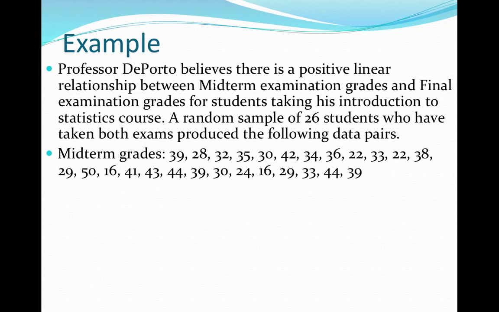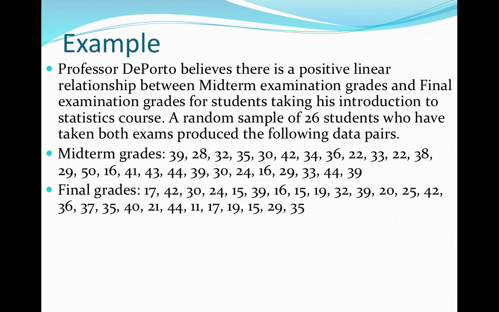Okay, so we have midterm exams for 26 students, and then we have their final grades. Midterm grades and final grades. So the student received a 39 on their midterm, and the student received a 17 on the final. The student received a 28 on the midterm, and that student received a 42 on the final, and so forth.